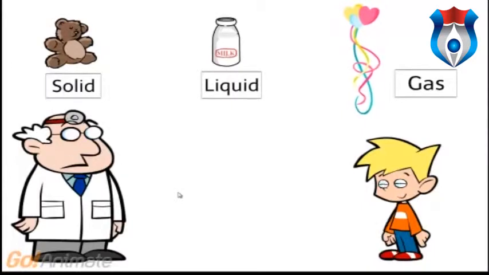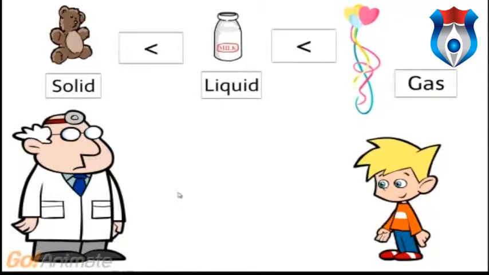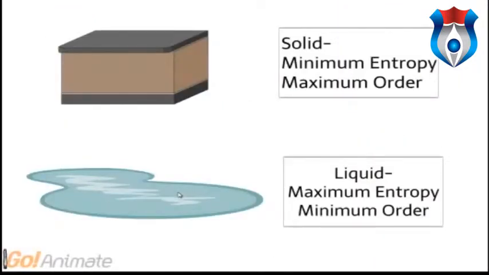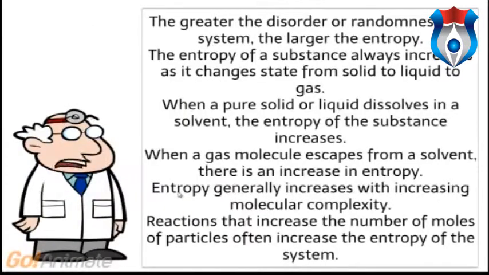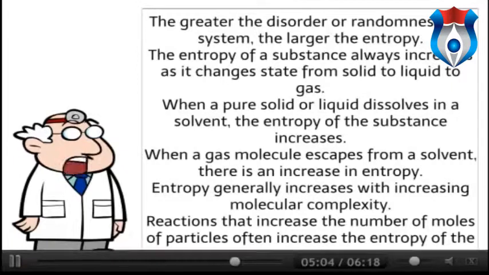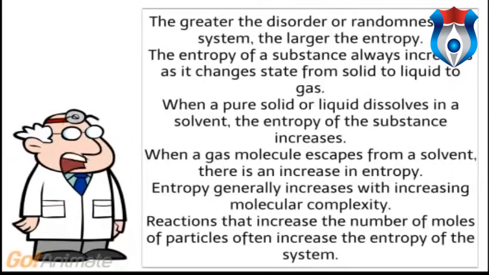The following are in order from least to most amount of entropy: solid, liquid, gas. Let's think about it. Solids have minimum entropy and maximum order, whereas gases have maximum entropy and minimum order. The greater the disorder or randomness in a system, the larger the entropy. The entropy of a substance always increases as it changes state from solid to liquid to gas. When a pure solid or liquid dissolves in a solvent, the entropy of the substance increases.